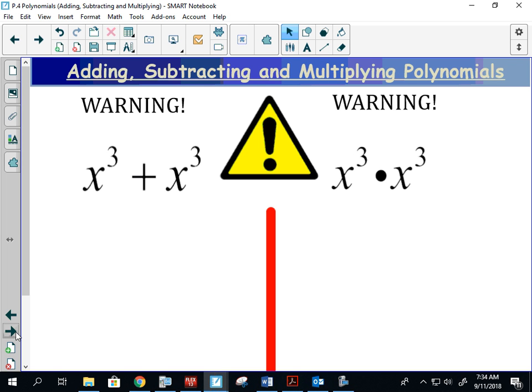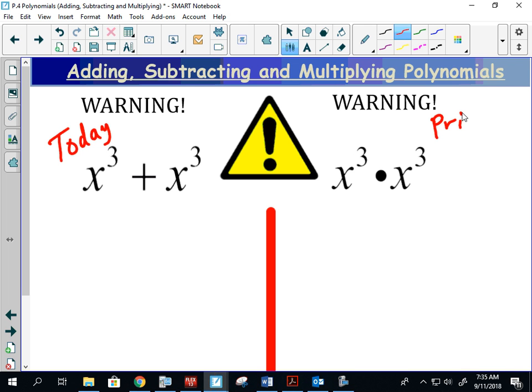At the very top left, I have a warning. It says, be aware what we're working on today is adding and subtracting these, so x cubed plus x cubed. What we worked on a few days ago was this. So we're going to review what we did prior. When I'm multiplying and I have exponents, I add my exponents. We learned x to the third times x to the third is x to the 3 plus 3, that makes x to the 6.